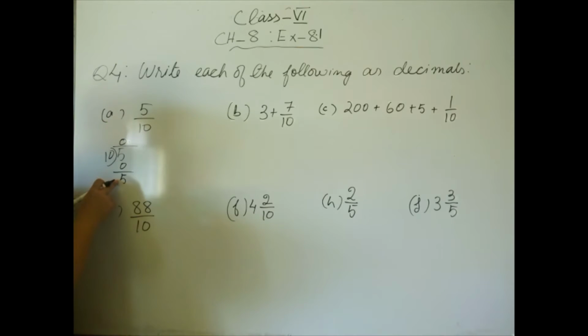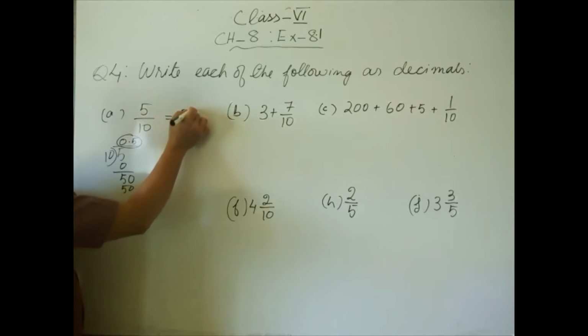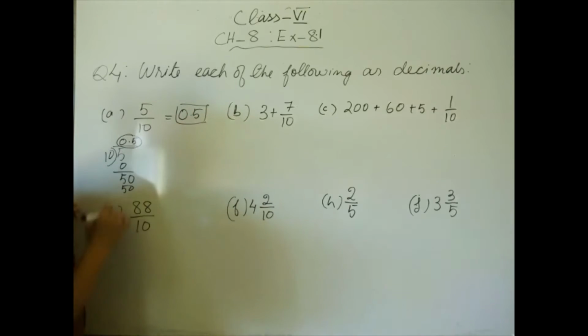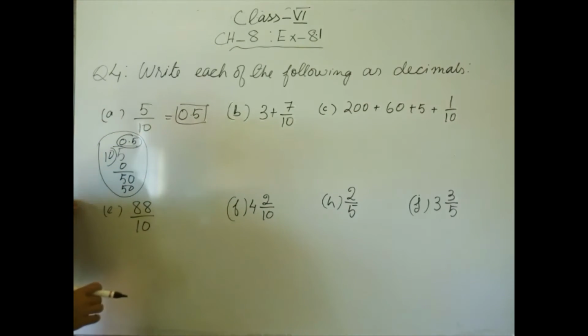So you can take a point here. Then you will get here 0, 50. So 10 fives are 50. Okay. So 0.5. 5/10 is equal to 0.5. This 5 tenths means 0.5. You must understand. Or you can check yourself by dividing 5 by 10 with this process. So please try to apply this process whenever you get confused.